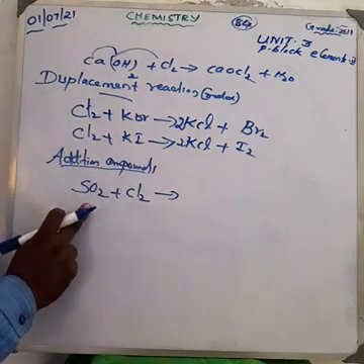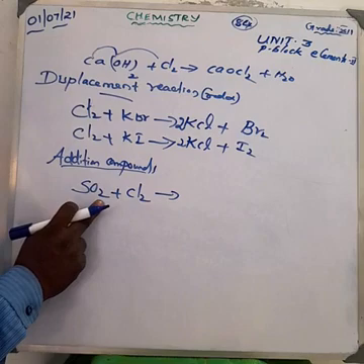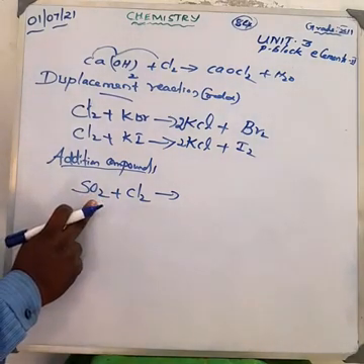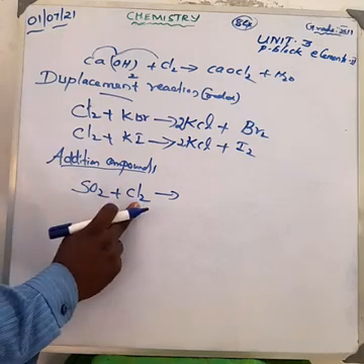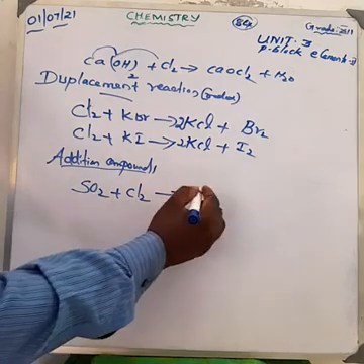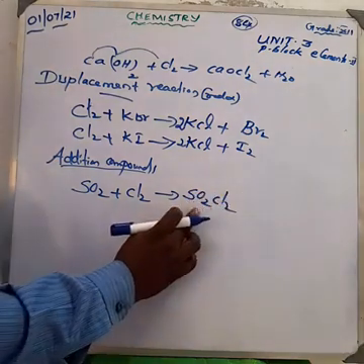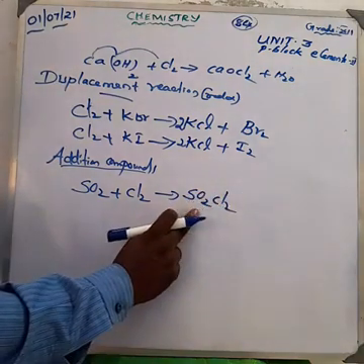Sulfur dioxide. One of the reactants is sulfur dioxide, SO2. This one reacts with Cl2, and we get SO2Cl2. What is the product name? Can you say? Sulfuryl chloride.